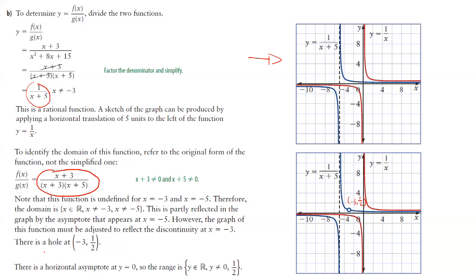Okay, and also there is a horizontal asymptote at y equals 0. So the range is y belongs to the real number set, but y cannot be 0 or 1 over 2. Okay, so please have a look at the solution here, and let me know if you have any questions. Pay special attention that there is a hole in the graph of this function. Okay, do not forget this.